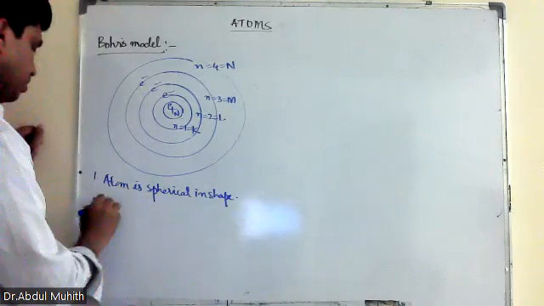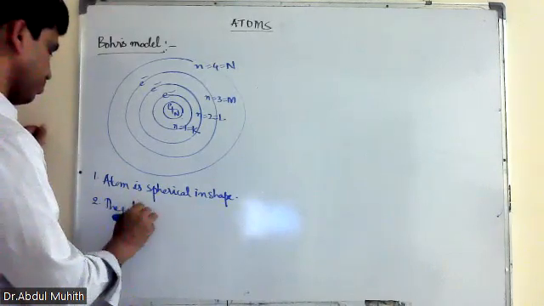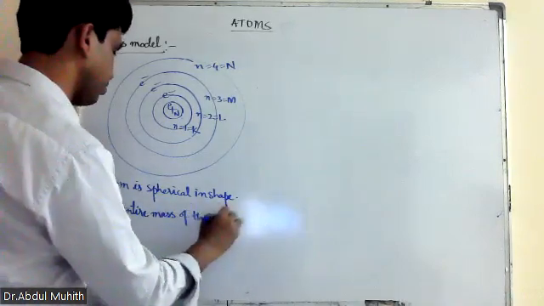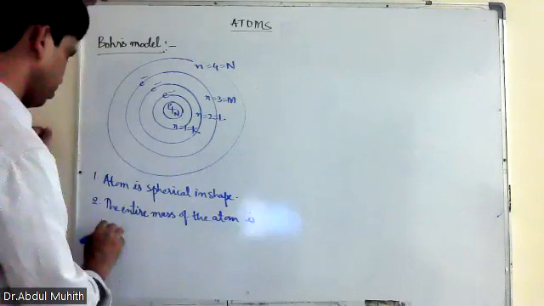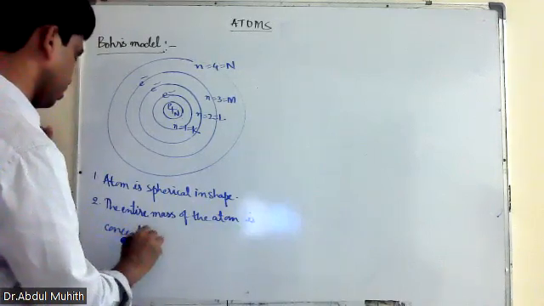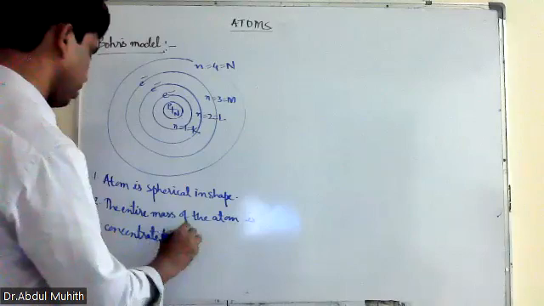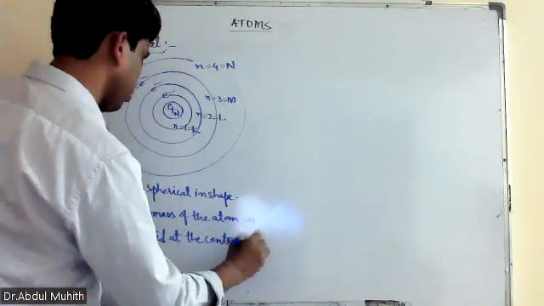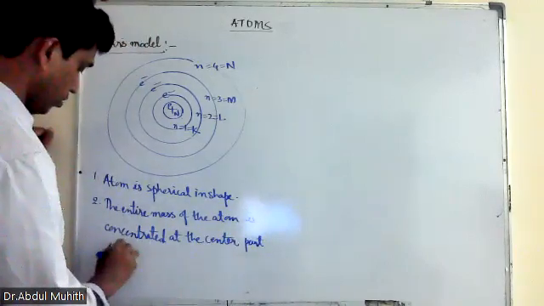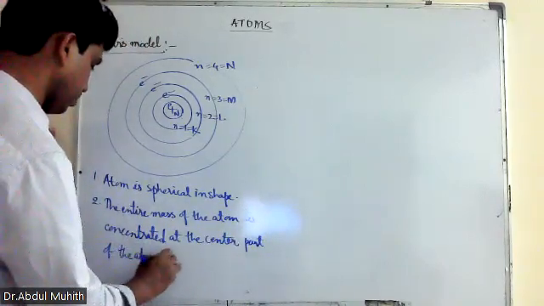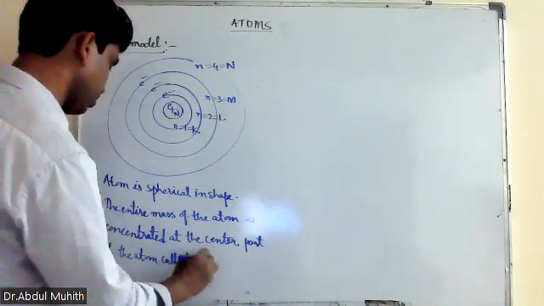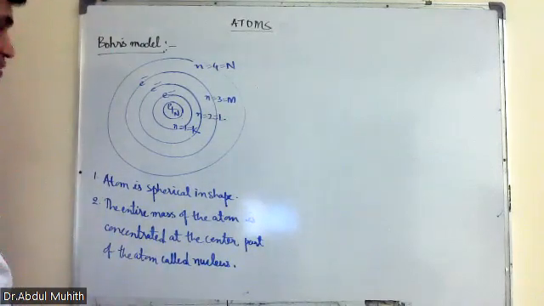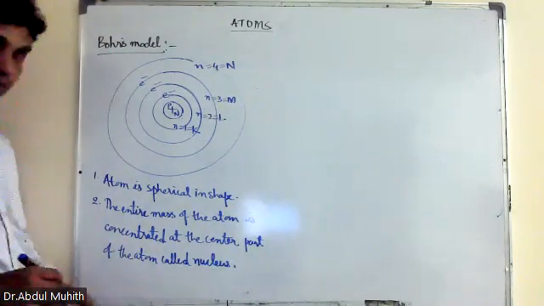The second one: the entire mass of the atom is concentrated at the center part of the atom, the core of the atom, called the nucleus. The atom is spherical in shape. The entire mass of the atom is concentrated at the center part of the atom called the nucleus.